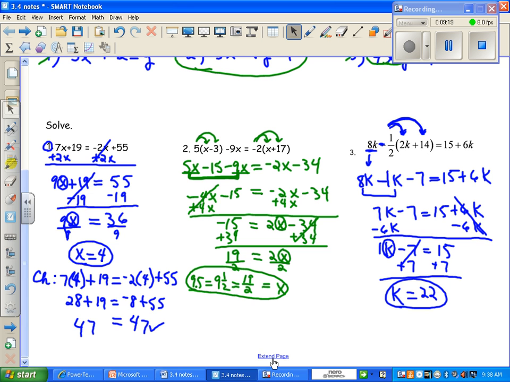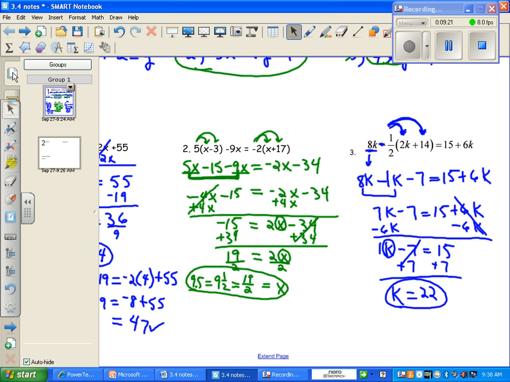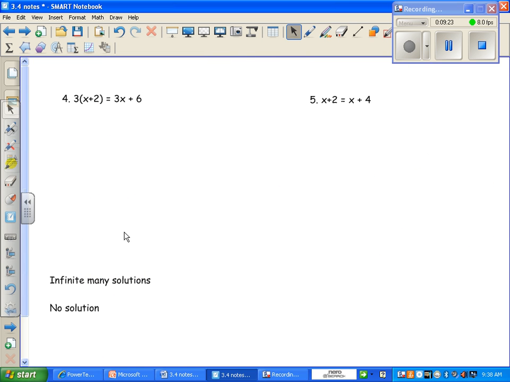Okay, moving down, number 4, we will distribute the 3 to the x and the 2, so you will have 3x plus 6 equals 3x plus 6. Now actually, by me saying it out loud, hopefully you caught that it's the same thing on each side. So the red flag should go up here. Something's fishy. Something's different. But let's go through the process.